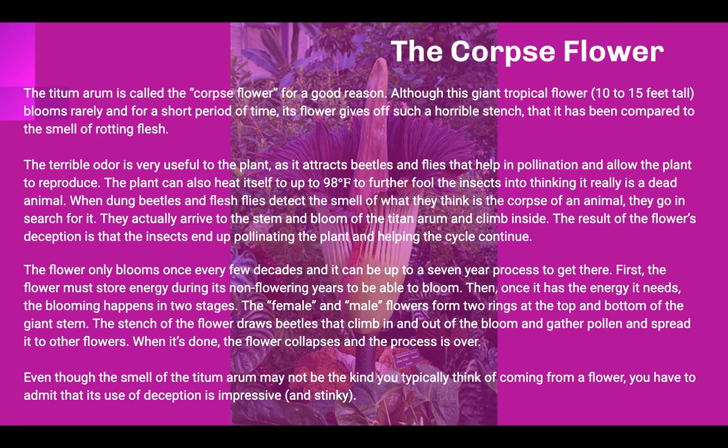The flower only blooms once every few decades, and it can be up to a 7-year process to get there. First, the flower must store energy during its non-flowering years to be able to bloom. Then, once it has the energy it needs, the blooming happens in 2 stages. The female and male flowers form 2 rings at the top and bottom of the giant stem.